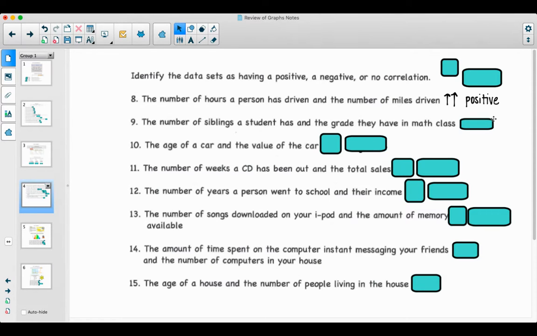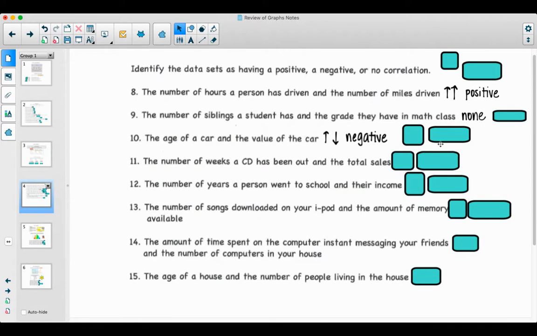The number of siblings a student has and the grade they have in math class. Nothing is correlating that way, so it's none. And number 10, the age of a car and the value of the car. As the age of the car goes up, the value of the car goes down. So because the X values are going up and the Y values are going down, we have a negative correlation.